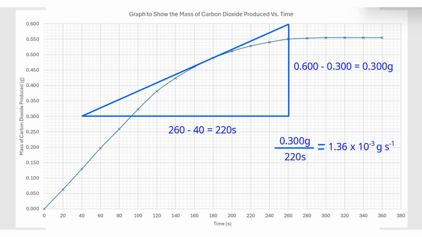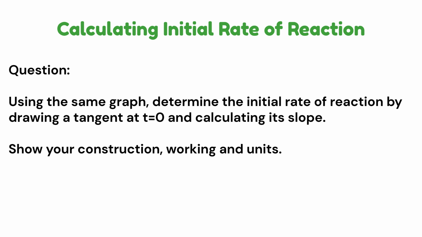Lastly, let's calculate the initial rate using a tangent at time equals 0. Here is an example of a question that would prompt you to do this. Using the same graph, determine the initial rate of reaction by drawing a tangent at time equals 0 and calculating its slope. Show your construction, working, and units.